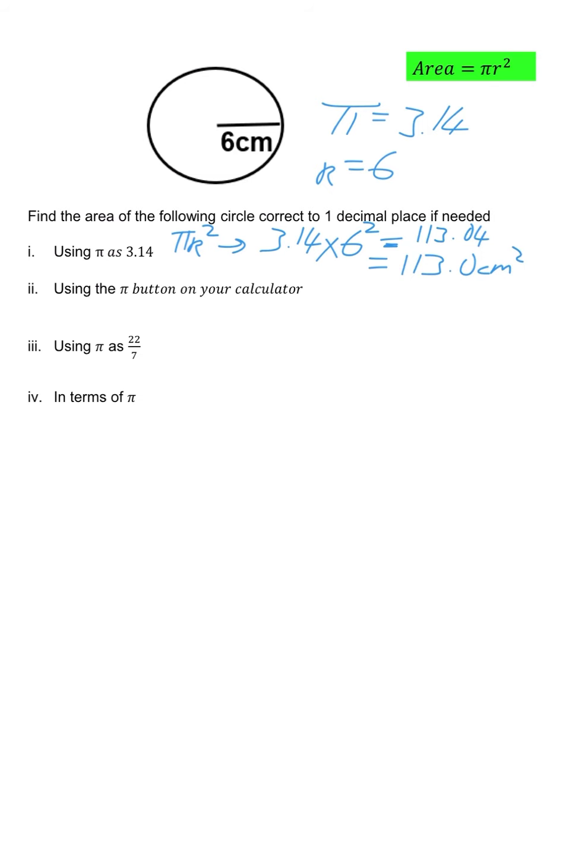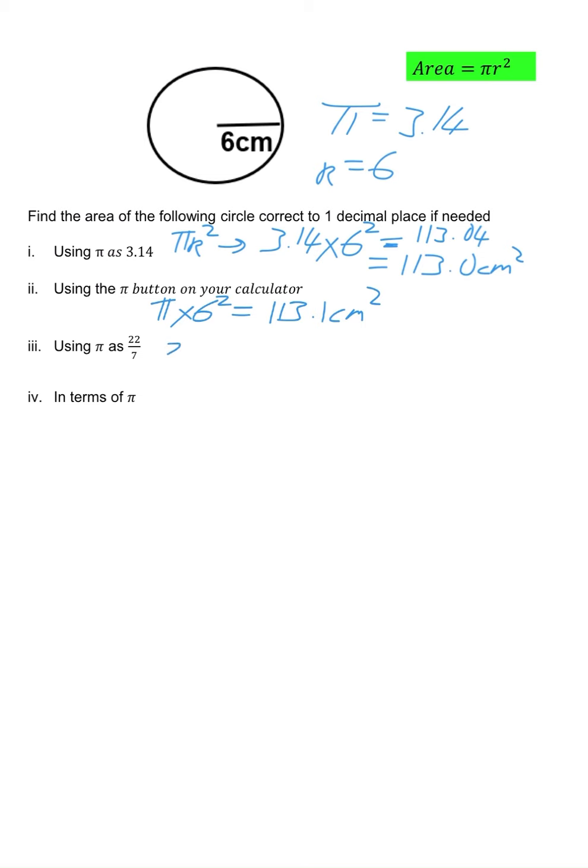Now you can also use the pi button on your calculator, and on a Casio calculator you have to press shift at the top left hand corner, and then the pi button is down at the bottom then. So you'll have pi then multiplied by 6 squared, and that is equal to 113.1 centimeters squared.